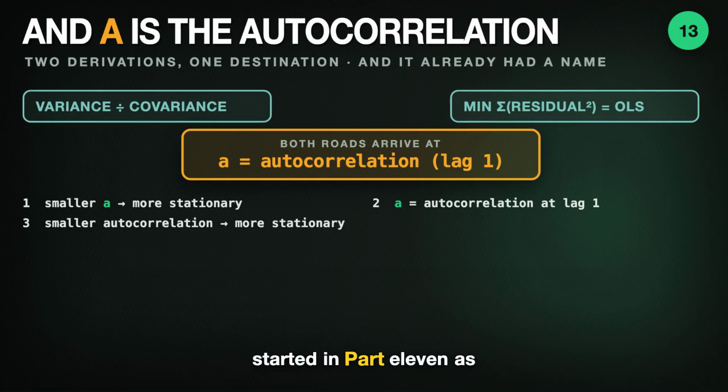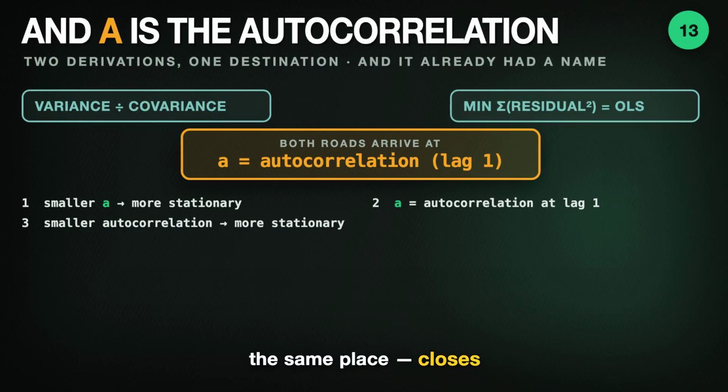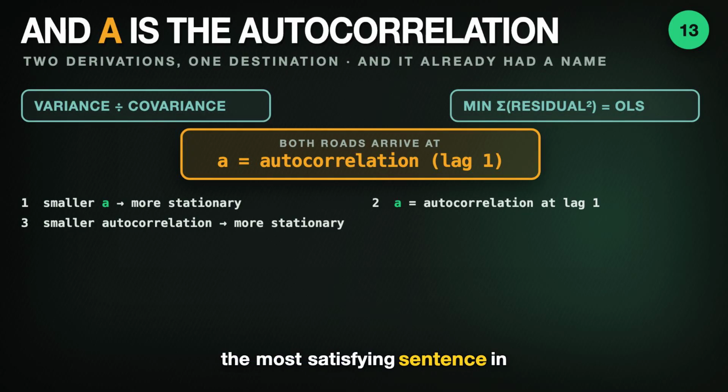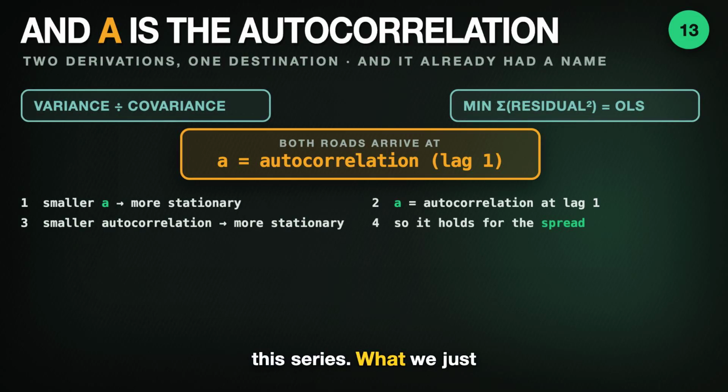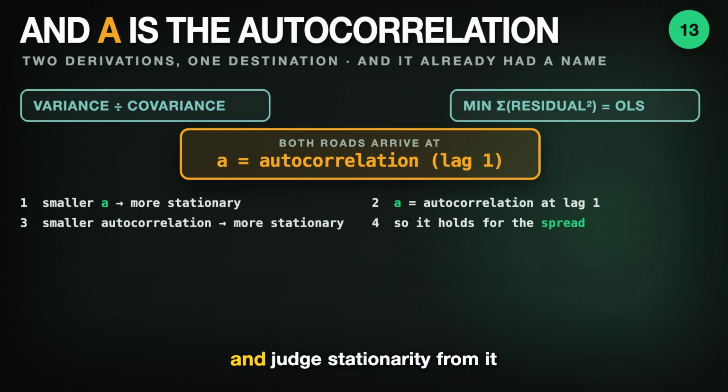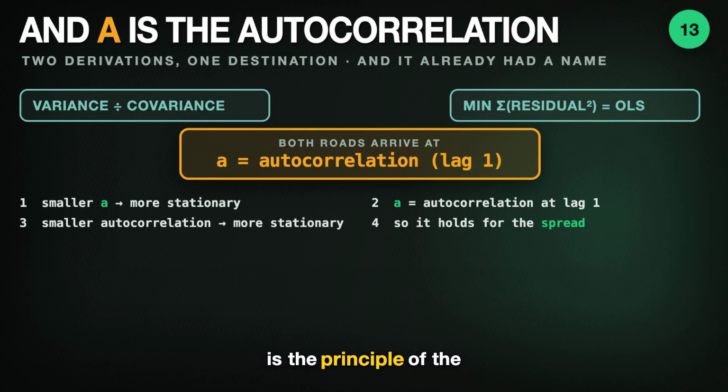What started in Part 11 as an experimental observation, that two curves bottomed out at the same place, closes here as theory. And now, the most satisfying sentence in this series. What we just did, estimate the coefficient of an AR1 process and judge stationarity from it, has a name. It is the principle of the Dickey-Fuller test, the DF test.